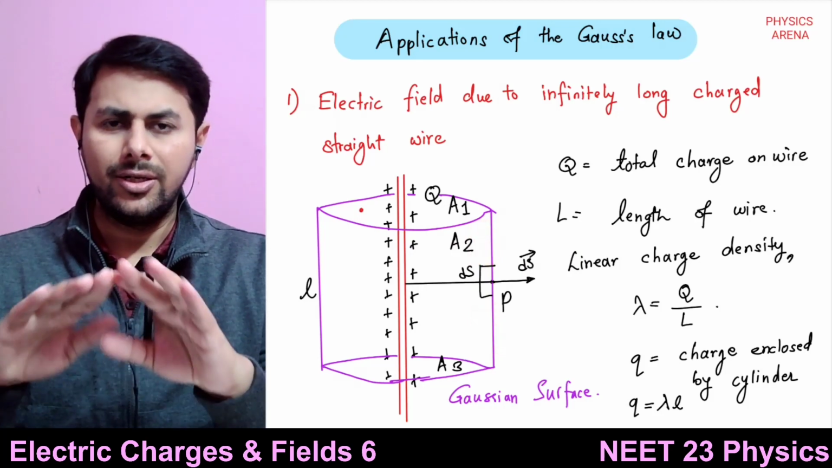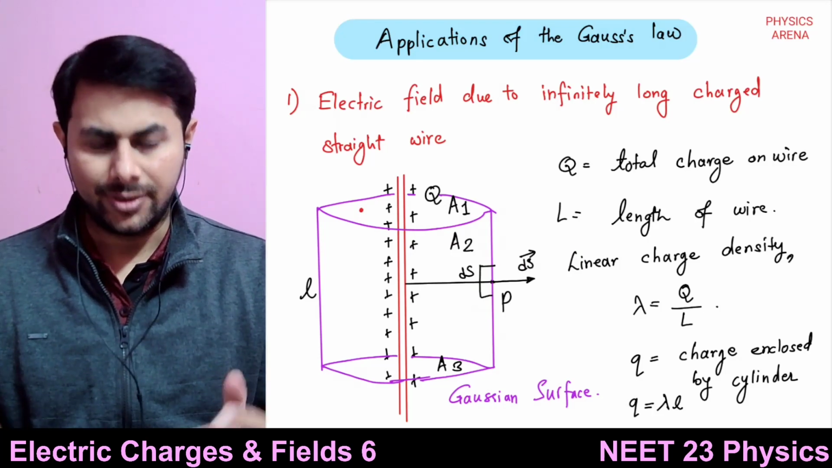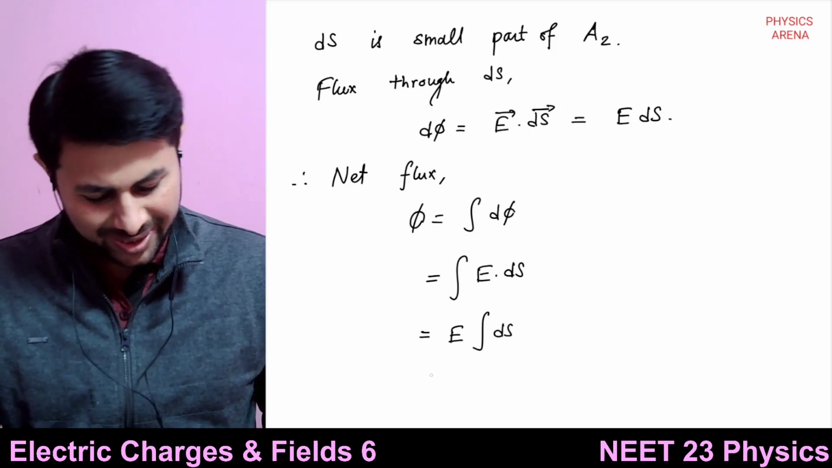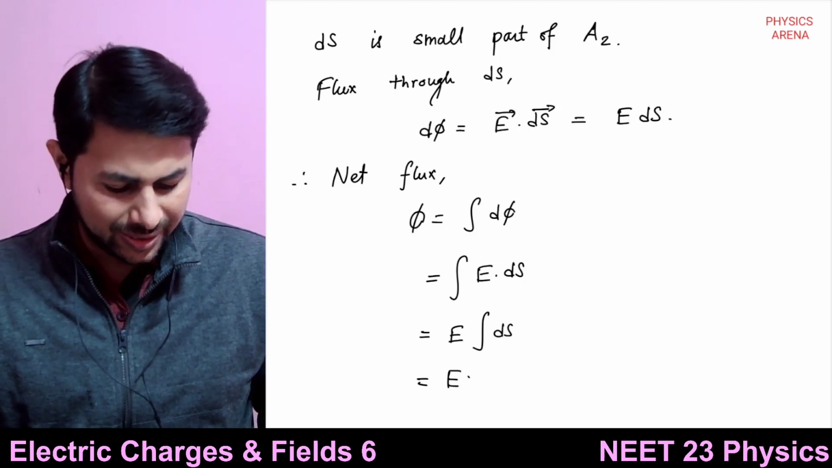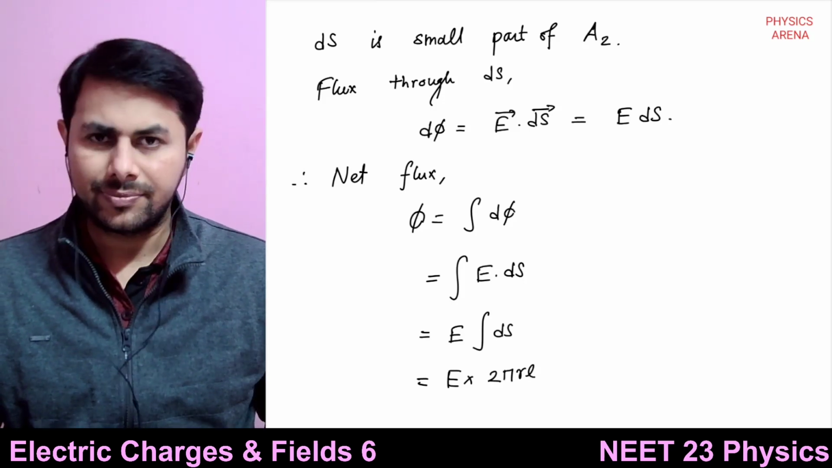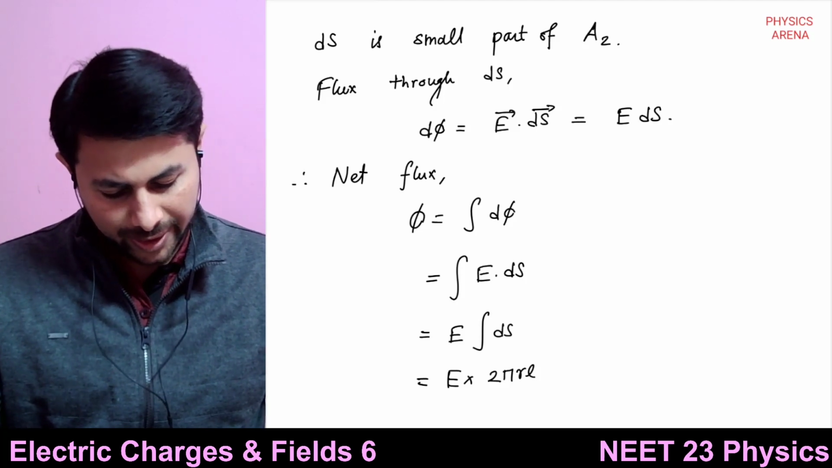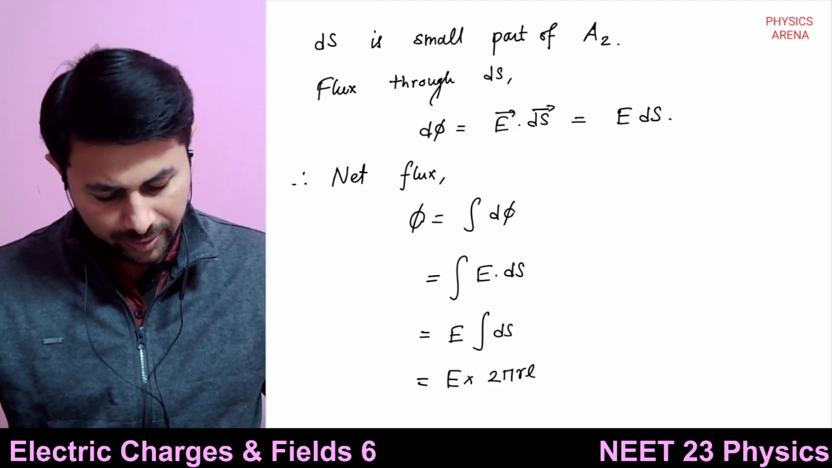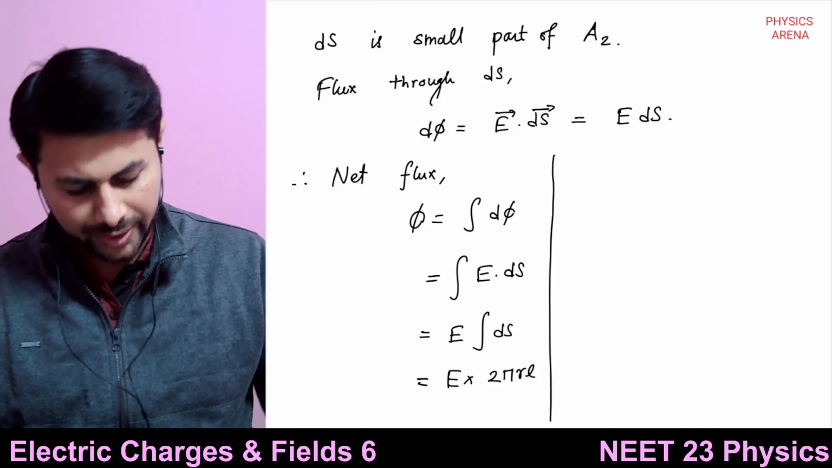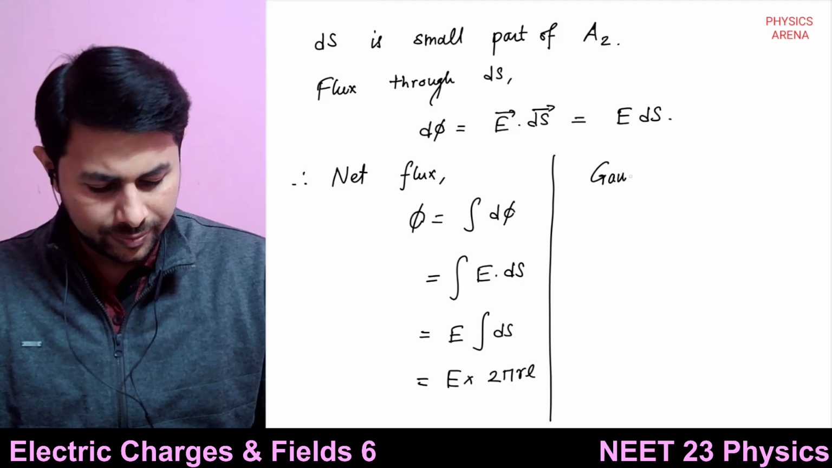So what do you get? You will get the total surface area of the curved part of the cylinder. What is the surface area of the curved part of a cylinder? It is 2 pi r L, right? 2 pi r multiplied by L. This is the formula. So this is the flux. And then we can use Gauss's law.